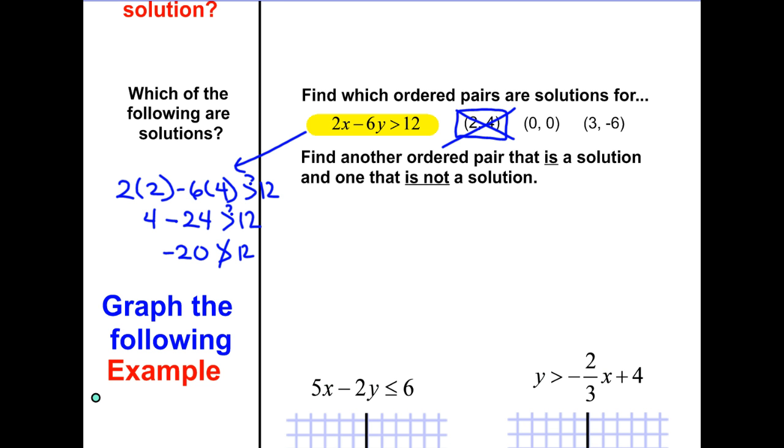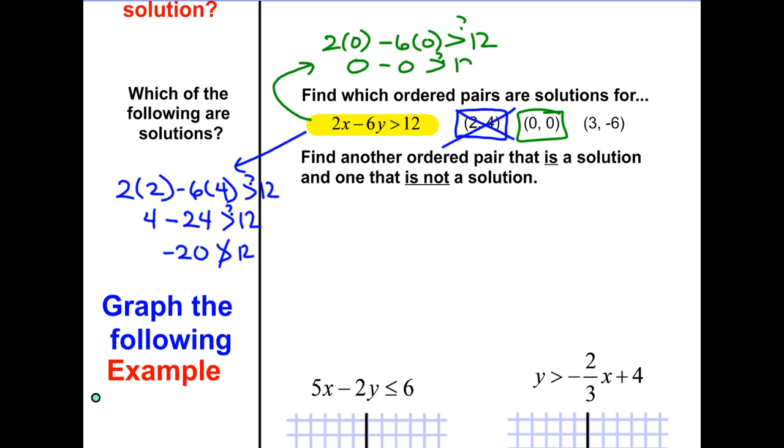Okay, let's try another one. I will try (0, 0). I'm going to plug it in again: 2 times 0 minus 6 times 0. Is that greater than 12? Well, we have 0 minus 0. Again, we can tell that 0 is not greater than 12, so this doesn't work either.